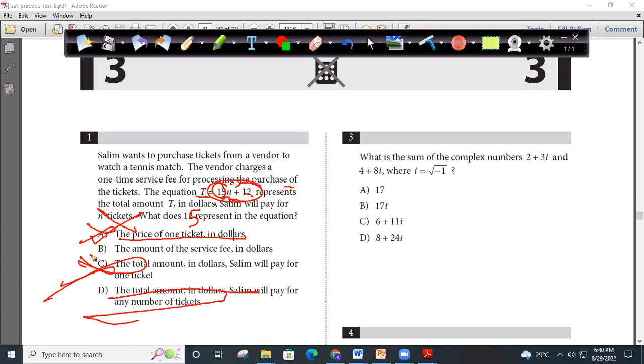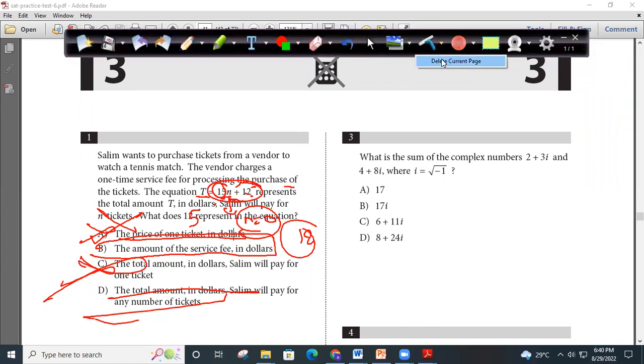The option here is the amount of the service fee in dollars, meaning the initial value. When N is equal to 0, even before buying the tickets, I need to pay $12. Why? Because he has an office and his own expenses, so definitely he'll charge some service fee. So B for Bangalore is the answer, not the other options. I hope you understood why your other options are wrong.